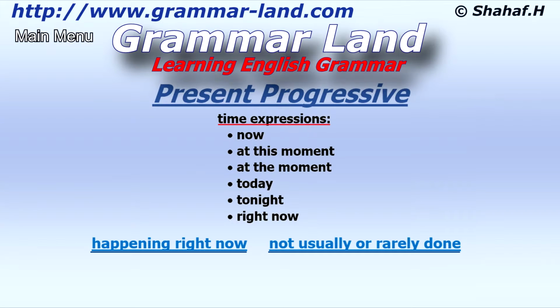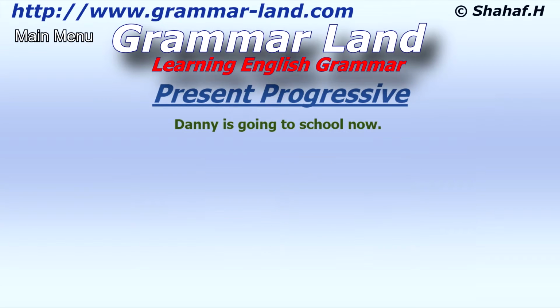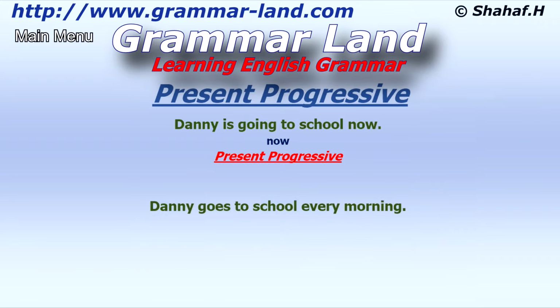Let's use an example to illustrate the difference between present simple and present progressive. Danny is going to school now. The time expression is "now", and it shows us that it is present progressive. Danny goes to school every morning. The time expression here is "every morning". It is an action that is generally done, and it shows us that it is present simple.